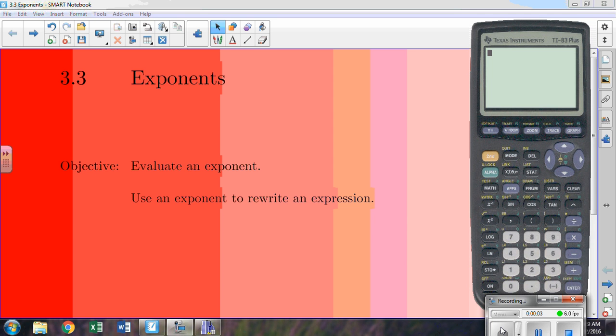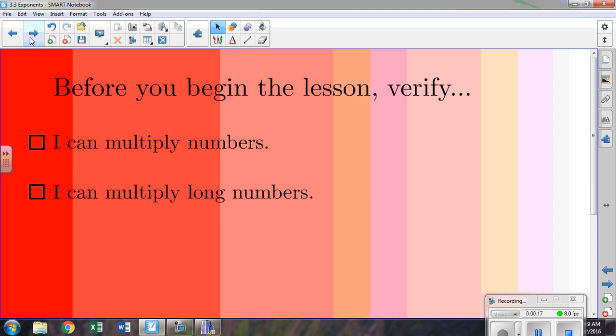In this lesson, we are going to discuss exponents. Essentially, we have just two quick objectives. We want to be able to evaluate an exponent, and we also want to use exponents to rewrite expressions involving repeated multiplication.